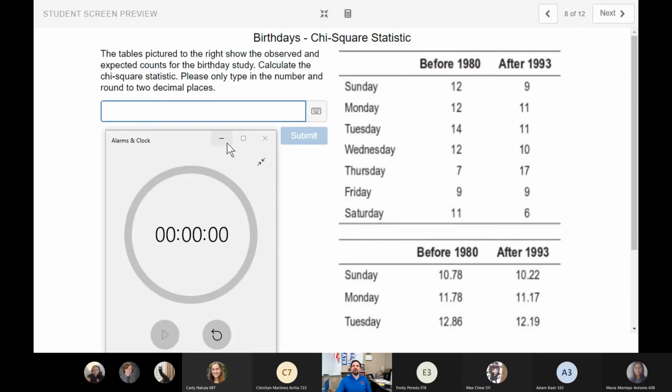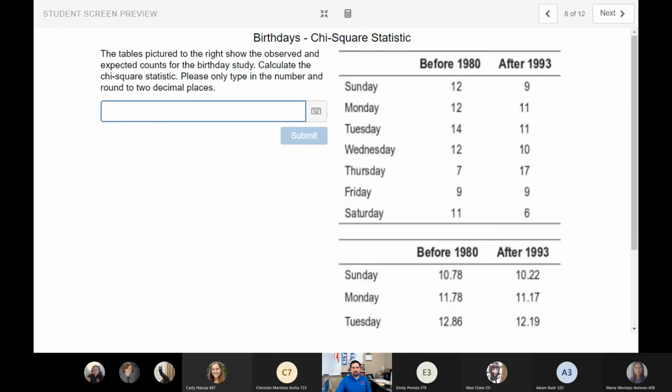All right, let's look at how we can do this one. If you're trying to do this by hand and calculate all 14 components to this chi-square statistic, you did not have enough time to do that. That's going to take a while.